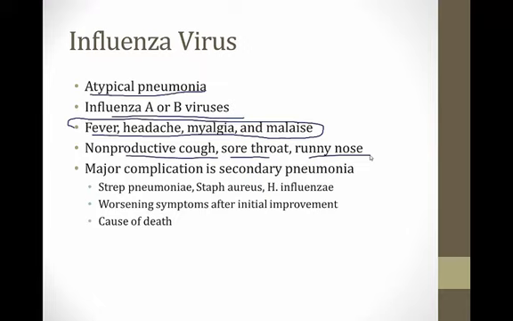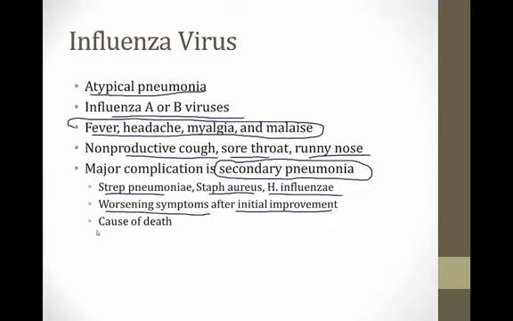And the major complication of influenza virus that you should know about is a secondary bacterial pneumonia. As people are recovering from influenza virus, they're vulnerable to a secondary infection with a bacteria that can be life-threatening. Bacteria that like to do this are Strep pneumoniae and Staph aureus and H. flu. The classic history of this is a patient who's recovering and then gets worsening symptoms after they had an initial improvement. And this is the reason that people die when there are influenza virus outbreaks. It's not the virus, it's the secondary bacterial infections that people develop.